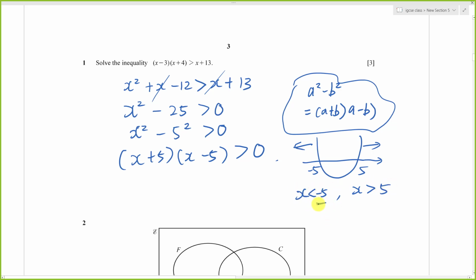So you put the less than for the smaller value and bigger than for the largest value. So over here you will just get x is less than negative 5 or x is bigger than 5. So you must be very careful, don't make a careless mistake for this kind of question, because 3 marks is quite easy to get as long as you don't make any careless mistake here.